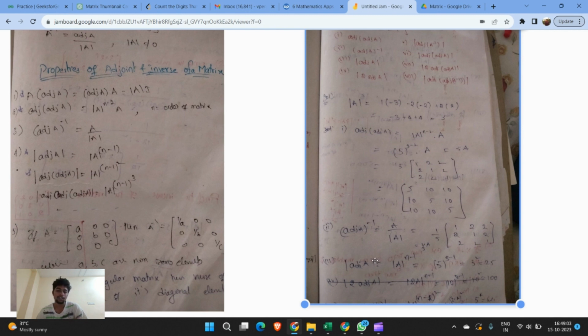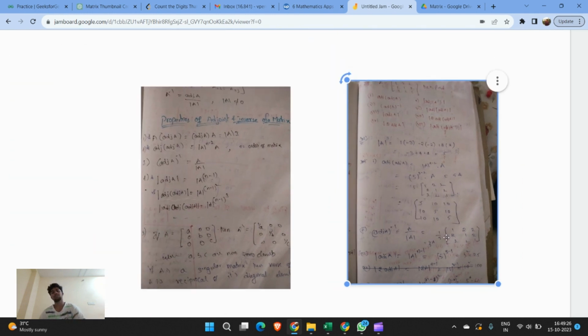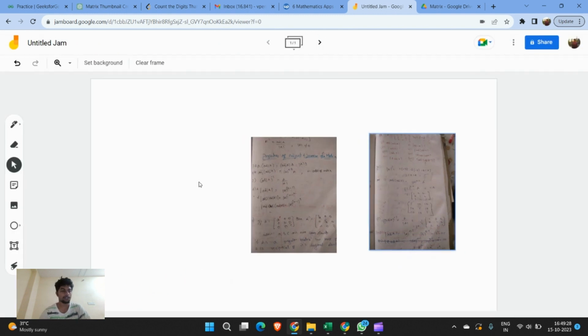They'll give one matrix A. In the normal approach, how do you solve this? You have to calculate the adjoint A, and after that, you again have to apply the determinant. Instead of that, you can simply use this formula: determinant of adjoint is det A whole power n minus 1. Determinant A you already figured out, so 5 whole power 3 minus 1, 5 squared, 25. That's it. In this way you can solve.